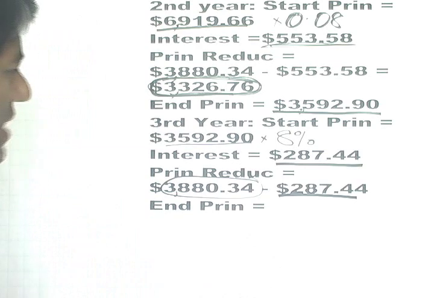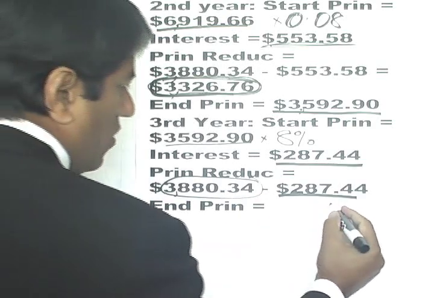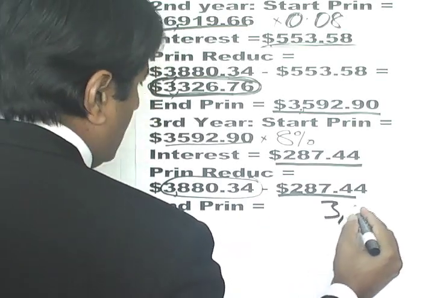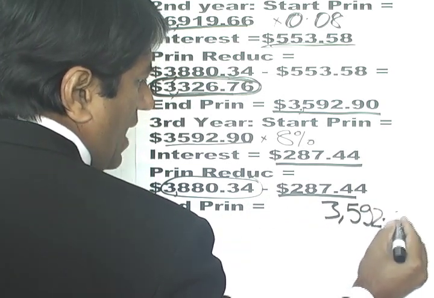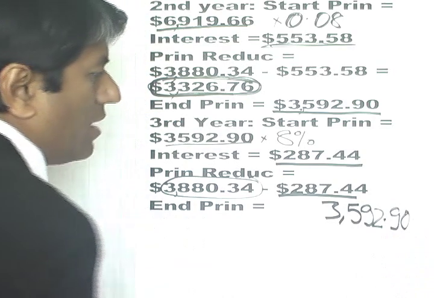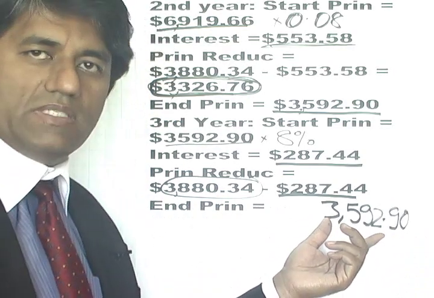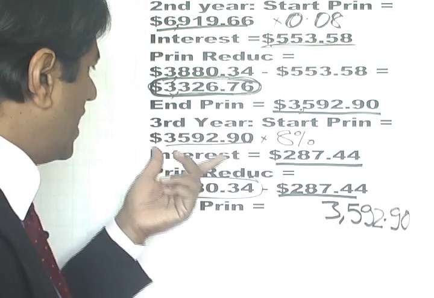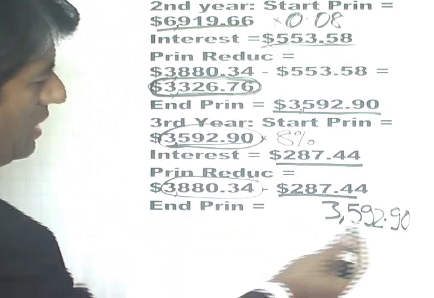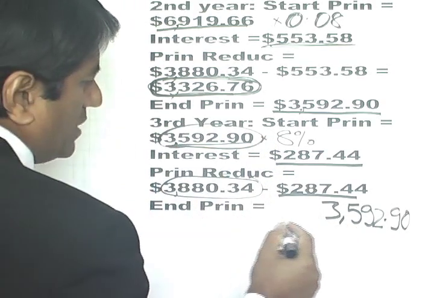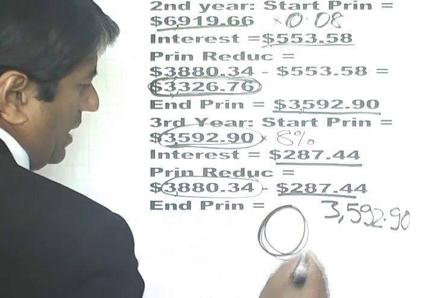And guess what that principal reduction is going to be? Well, you just do the subtraction and you're going to have 3,592 and 90 cents. So principal reduction for the third year is this amount. What is the starting principal for the third year? Well, the starting principal was this, and they both happen to be equal. It means the ending principal for the third year is going to be a big zero.